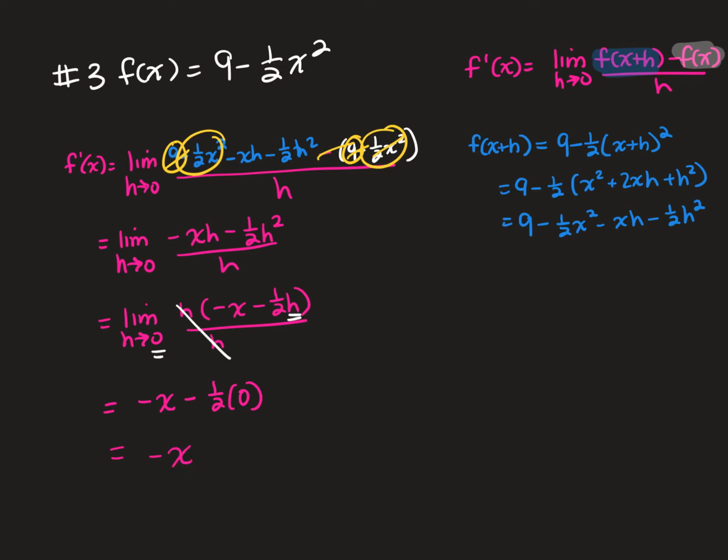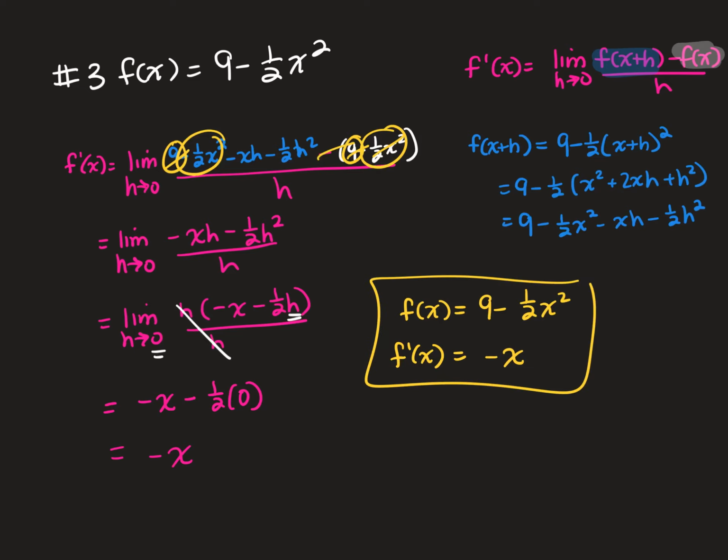So our original expression, f of x, was 9 minus 1/2 x squared. The derivative of f of x is just negative x. And again, we're going to start there in the next lesson.